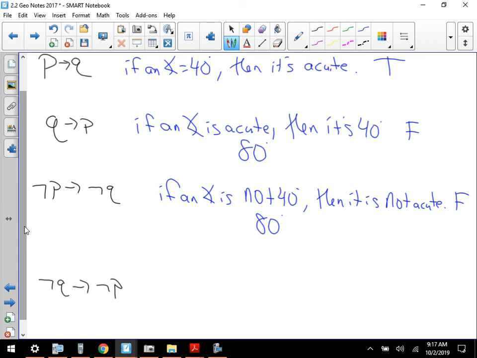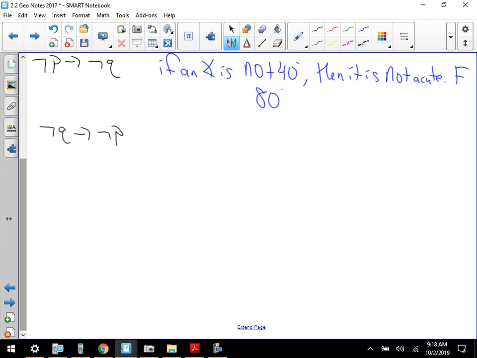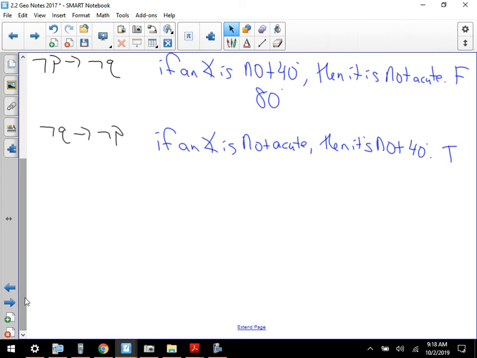Okay. And then lastly, when we flip-flop that last one, did you guys get: if it is not acute, then it is not 40? So if an angle is not acute, then it's not 40 degrees. Was that true or false? True. If it's not acute, then it can't be 40. Okay. That's the concept behind this.